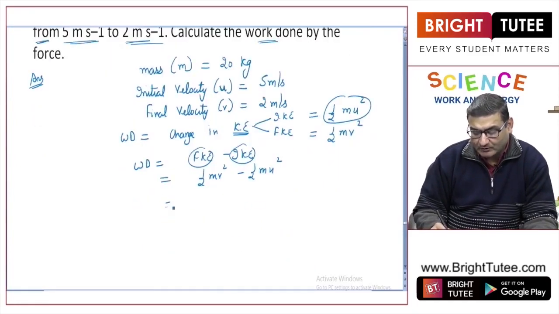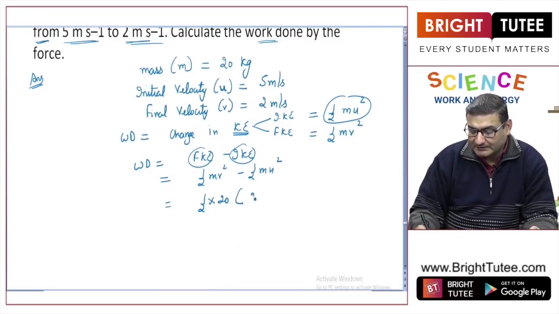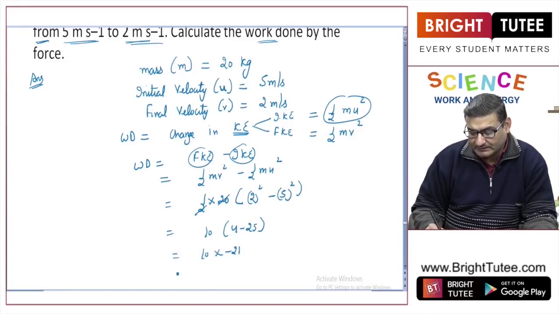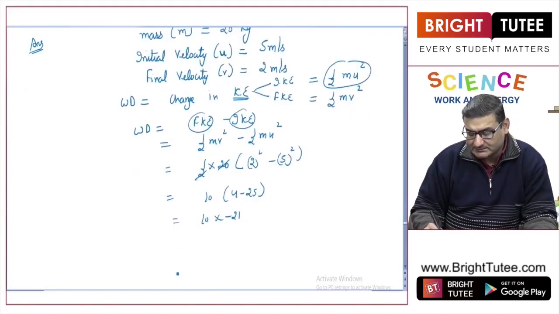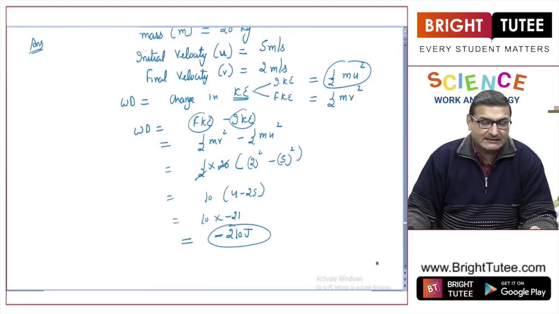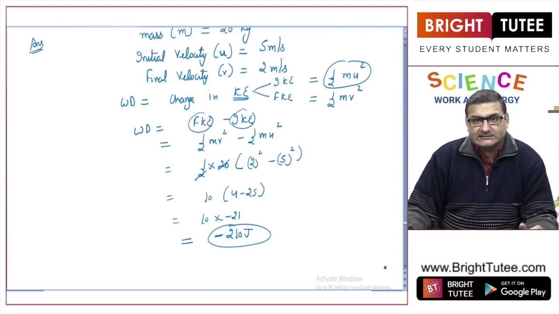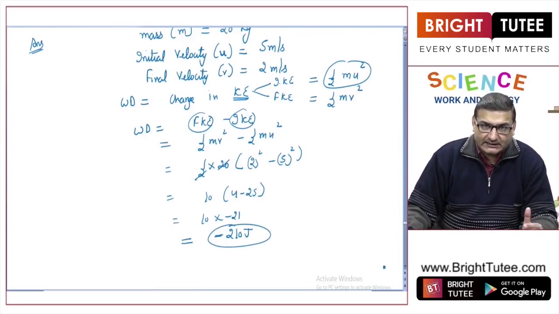Taking half and m common, we will see half, m is given to be 20, v is given to be 2. So we will take 2 square, minus u, which is given to be 5, we will take 5 square. It comes out to be 10 multiplied by 4 minus 25, or 10 multiplied by minus 21, that comes out to be minus 210 joule.